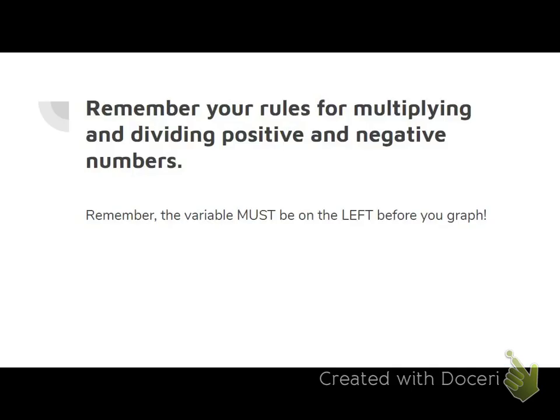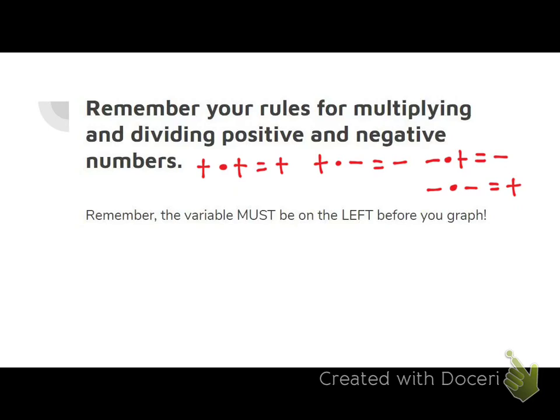All right, remember your rules for multiplying and dividing positive and negative numbers. So you don't necessarily need to write that sentence, but we will talk about it. A positive times a positive gives you a positive. What about a positive times a negative? Gives you a negative. What about a negative times a positive? And a negative times a negative is positive. So remember, same signs comes out positive, different signs comes out negative.